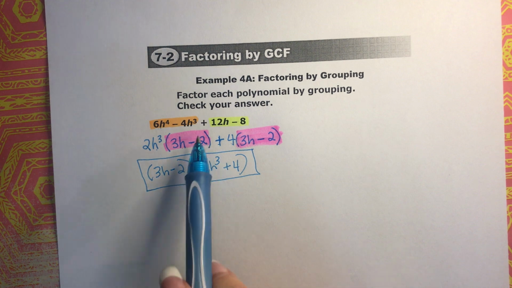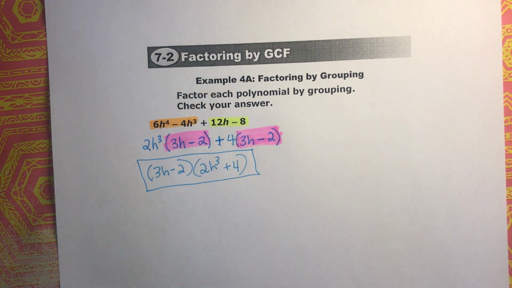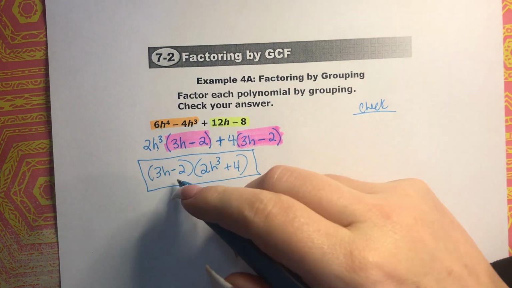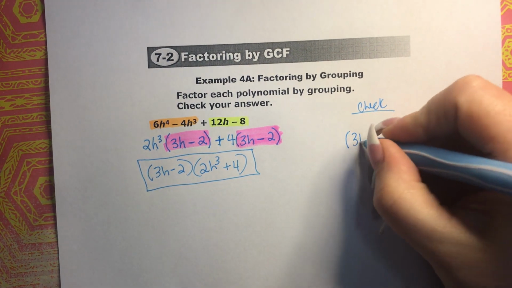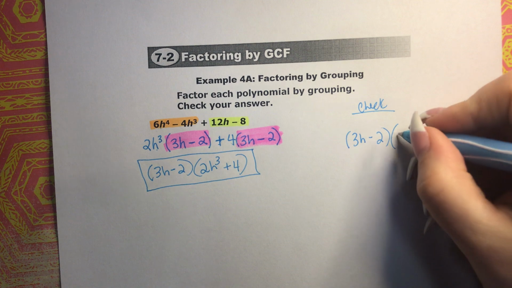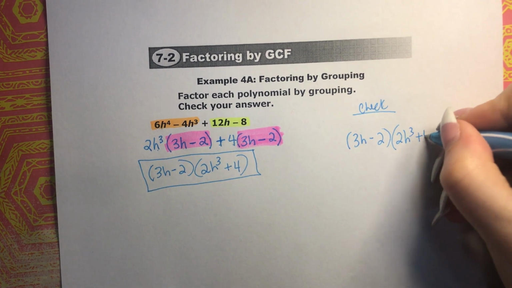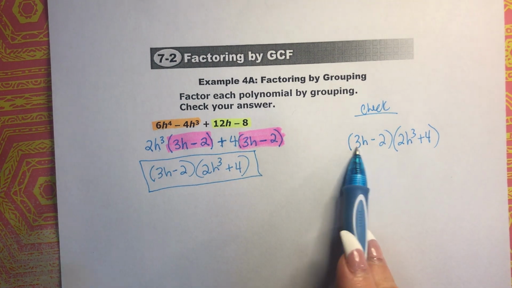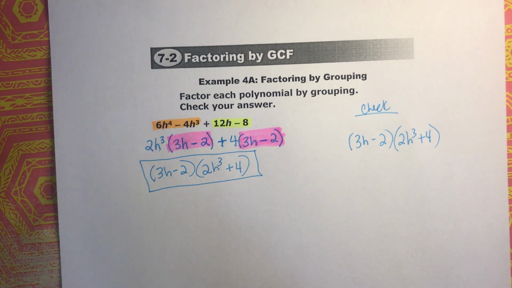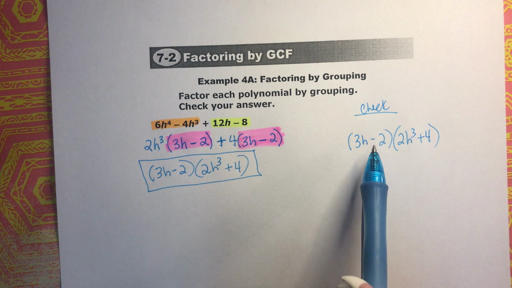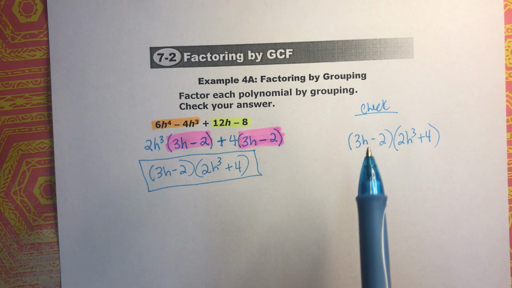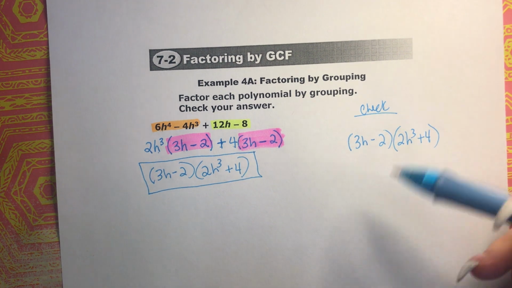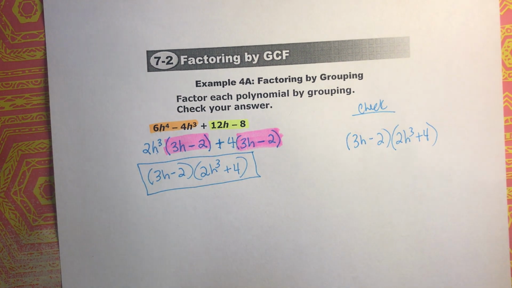Okay, now this says factor each polynomial by grouping, and then check your answer. So we need to check this. So I'm going to write this out, 3h minus 2, 2h cubed plus 4. And how are we going to check it? Well, this is multiplying binomials, which would be FOIL. First, outside, inside, last. Or you can think about it as doing the distributive property twice, right? This is from last chapter.